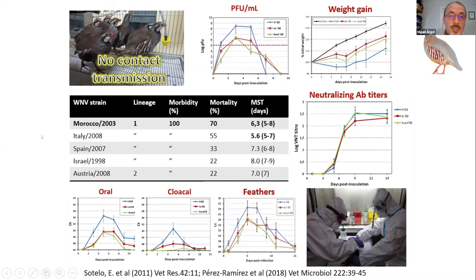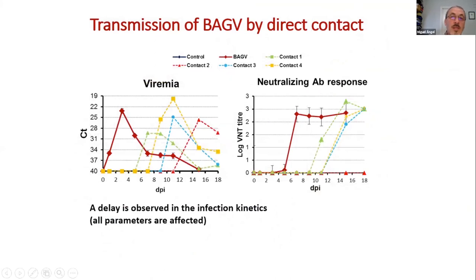West Nile virus strains. This was not the case with the same experimental setting, but using Bagaza virus instead of West Nile virus. In red-legged partridge, Bagaza virus was able to be transmitted by direct contact to all the contacts of a set of infected red-legged partridges.